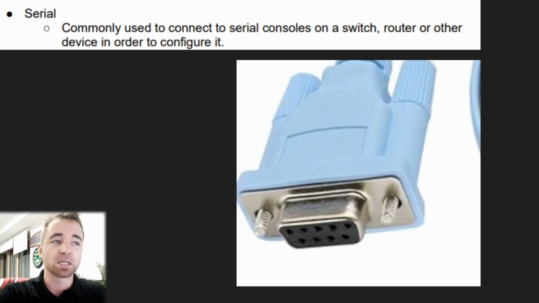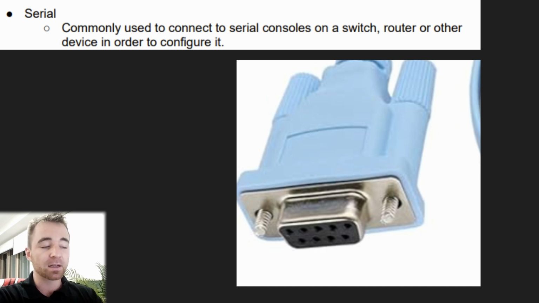Then that takes us to the serial cable. You're mainly going to need to know what it looks like and what it's used for. So that's what it looks like. It is commonly used to connect to serial consoles on a switch, router, or other device in order to configure it. So you would connect into a network device, such as a switch or router, in order to configure it. Okay, that's what that is used for.